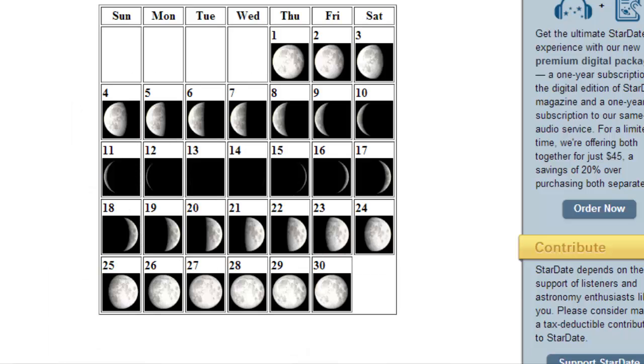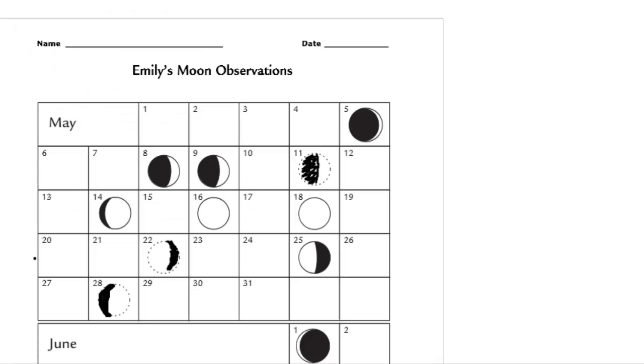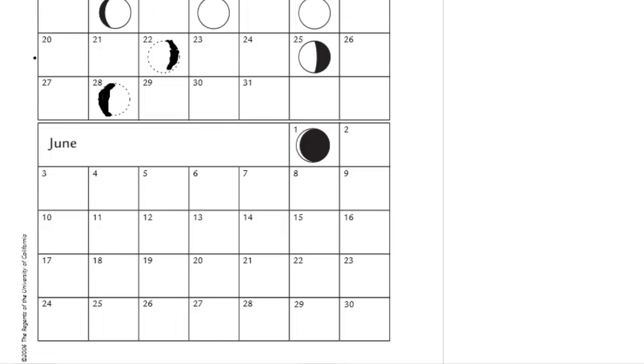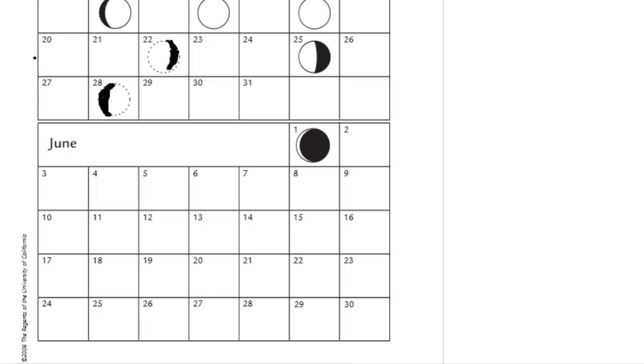So then back to our procedure steps. It wants us to predict the date for the next full moon in the June calendar, student sheet 79.2. We can do that one of two ways. Again, the same method that we've just been using. So down here on the June calendar, we see we've got this moon shape on the 1st. Now, predicting where the full moon is going to be is a little bit challenging here because it is so far away from the 1st here.